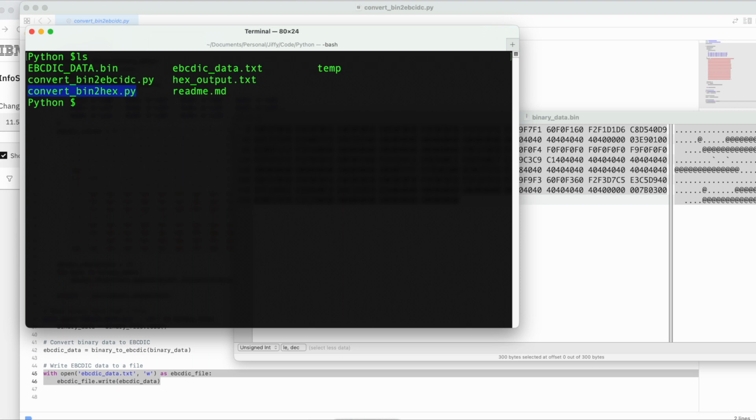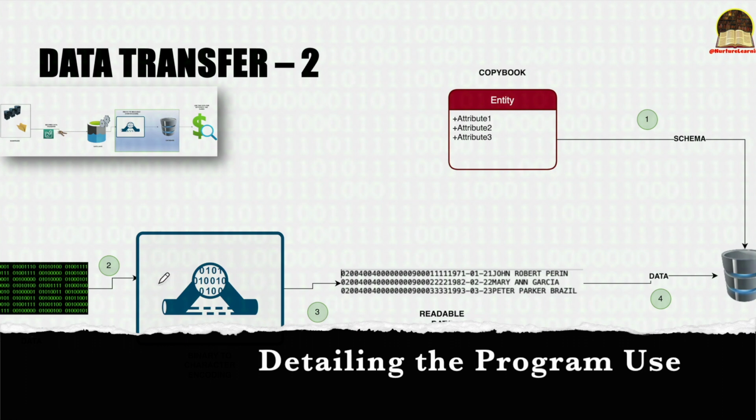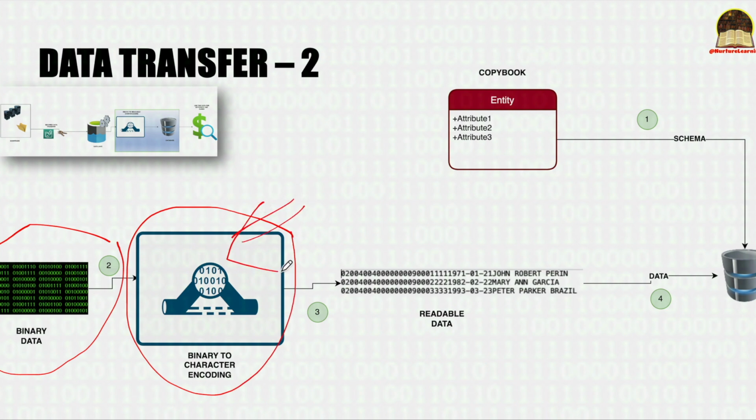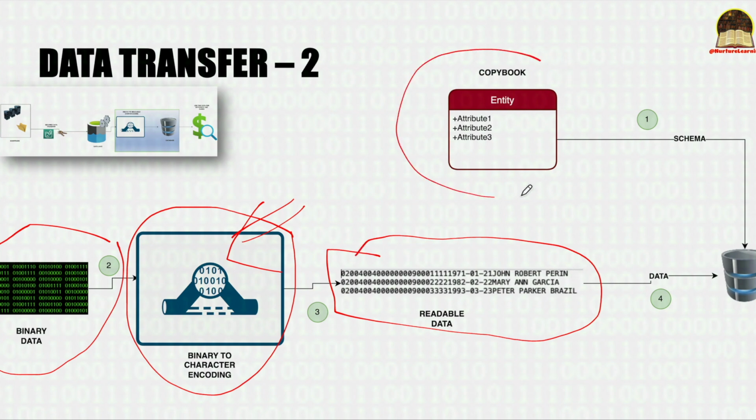Now, just to reiterate the point we discussed earlier: we had the binary data, and we converted this binary data using this program. It does the conversion from binary to a readable format, which is the readable file I just showed you. Then you can use your copybook as a schema with this data, place it in the database, and use the data for your analysis purposes.